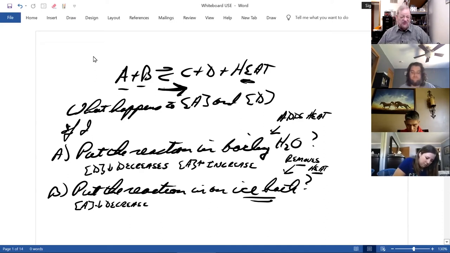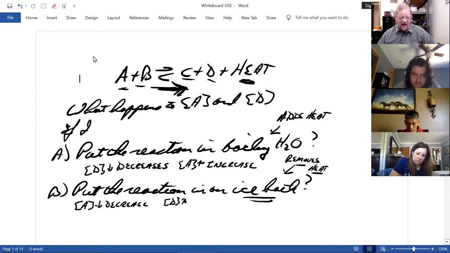By the way, you can use a synonym: get slower, smaller, whatever. And then if we're reacting A and B to make more heat, we're going to make more C and D. If we make more of something, in this case D, the amount you have will increase. And that's how you do it.